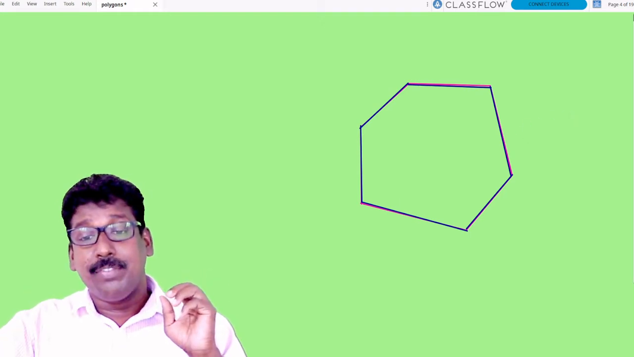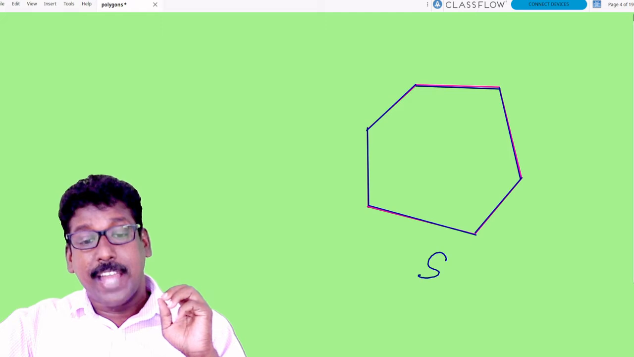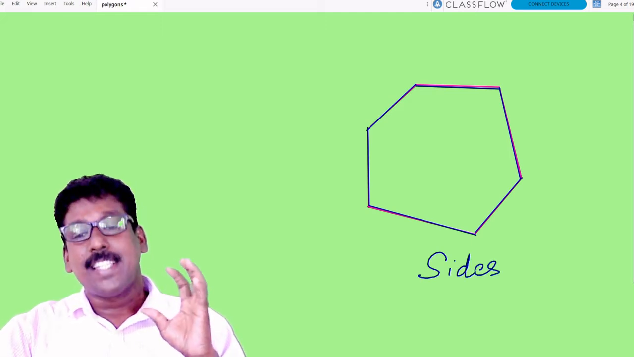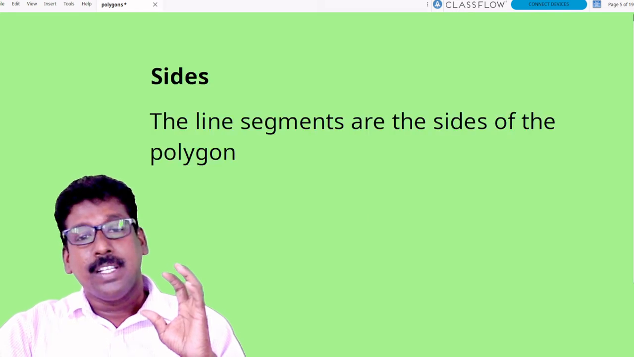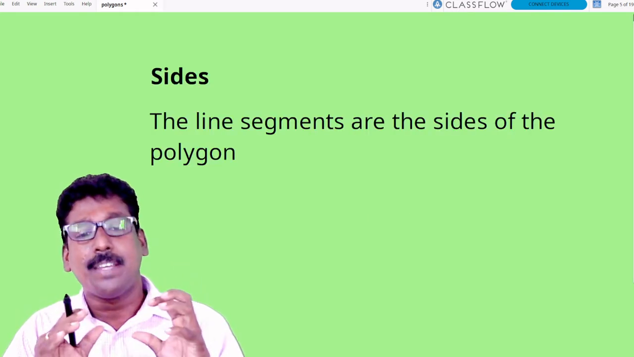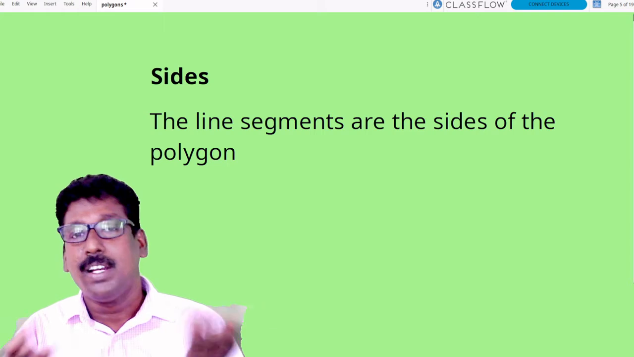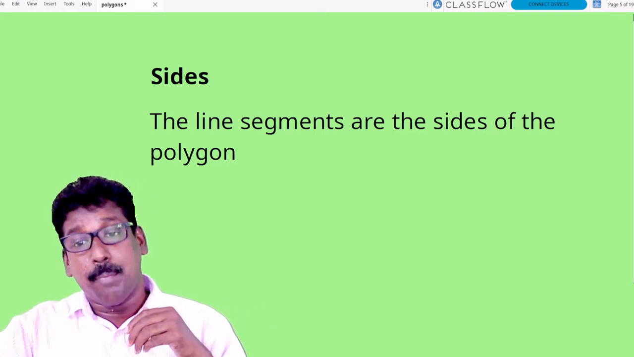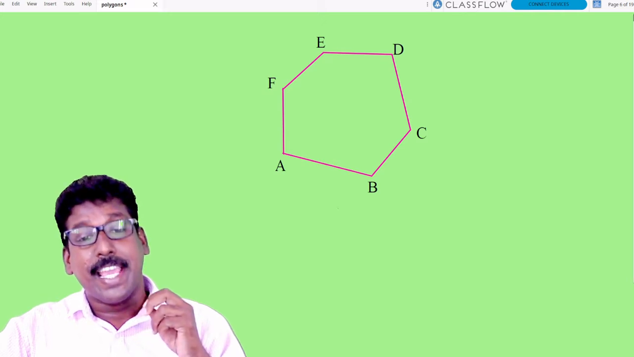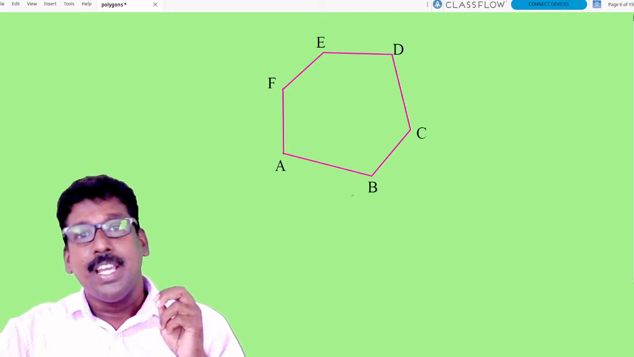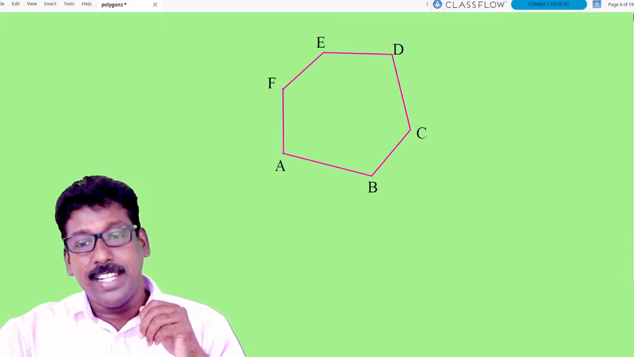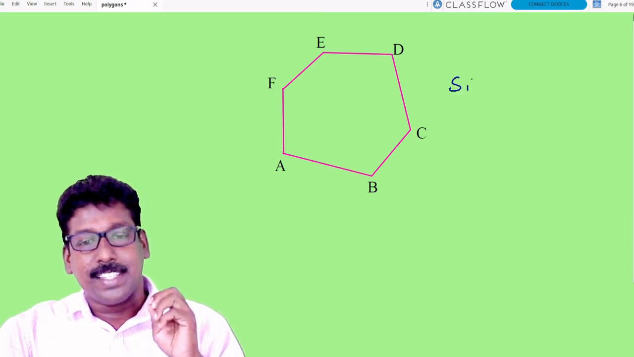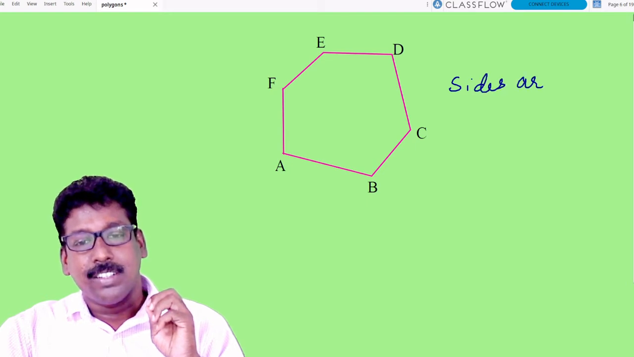These line segments we can call the sides of the polygon. So what is a side of a polygon? The line segments are the sides of the polygon. Now, if I give you a polygon and name it A, B, C, D, E, F, can you say what the sides are?